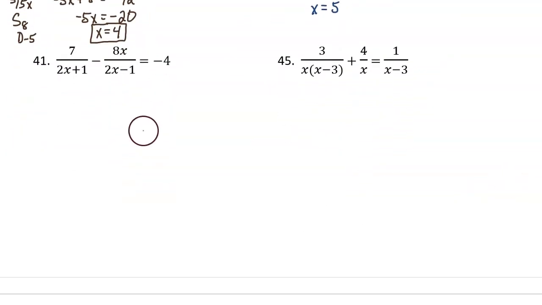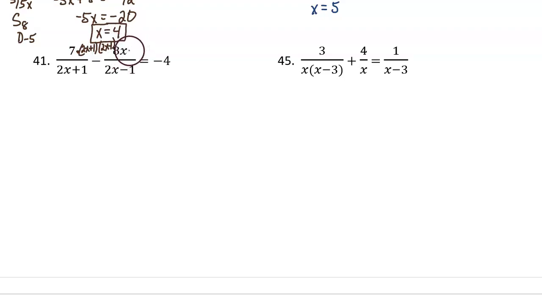Next, number 41. This is a lot like the one we just did. We're going to multiply all terms in there by the lowest common denominator. Well, what will be the factors of that denominator? This denominator is 2x plus 1, but this one's something different, 2x minus 1. So our lowest common denominator will consist of both of those factors. We need to multiply by 2x plus 1, 2x minus 1.